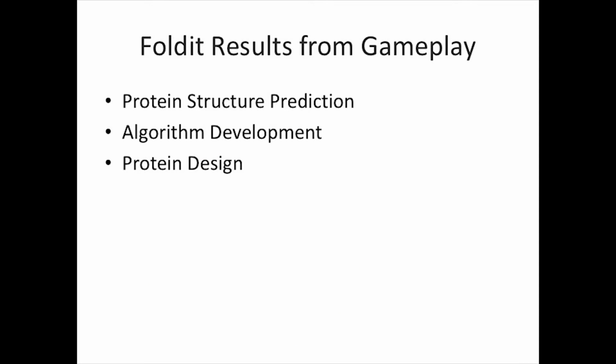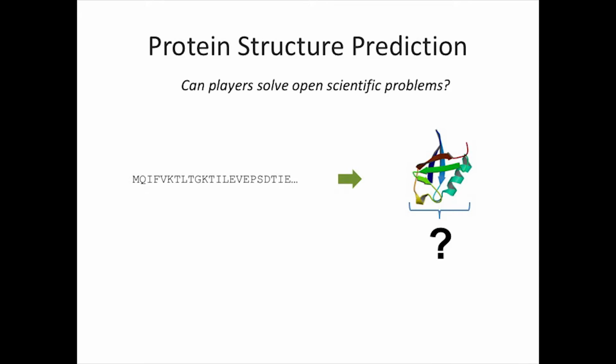Okay, so that's some background on the game. I'm going to talk a little bit about some of the results that the players have produced. I'm not sure I have a whole lot of time, so I'll try and get through this relatively quickly. I'm going to talk about protein structure prediction, some results that the players have produced, algorithm development, and then protein design. So again, protein structure prediction is what we started Foldit on.